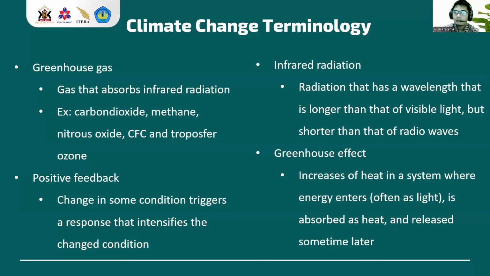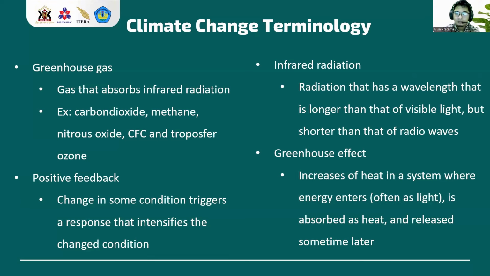And next is infrared radiation. This is the type of radiation that carries heat. It has a wavelength that's longer than visible light, but shorter than radio waves. Most of the heat from the Earth is in the form of infrared radiation.